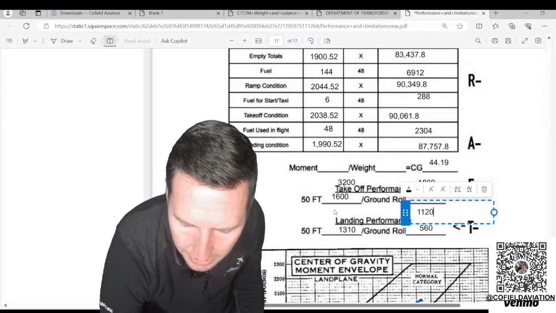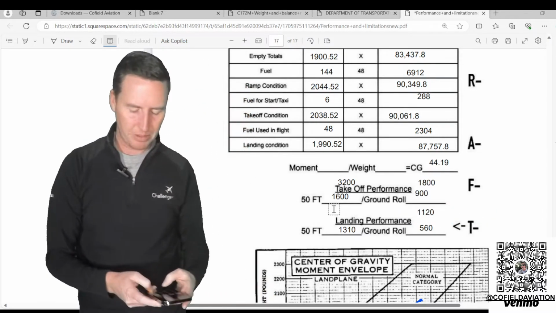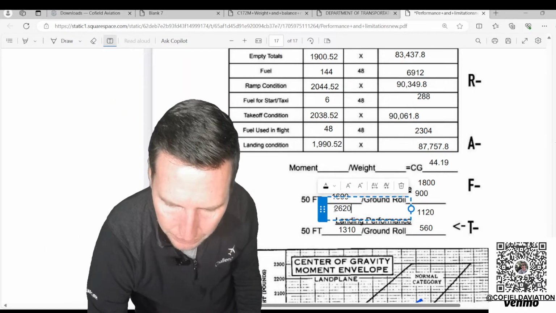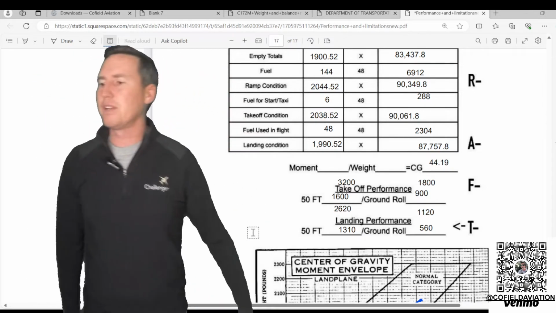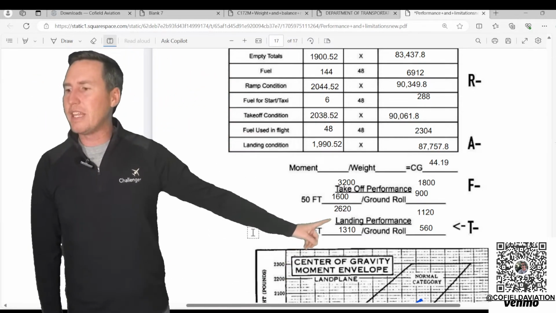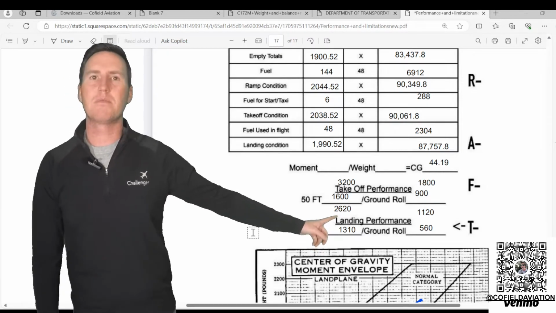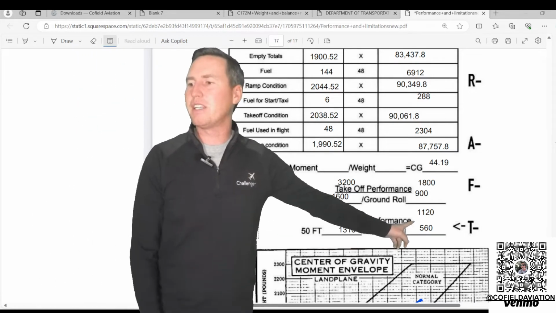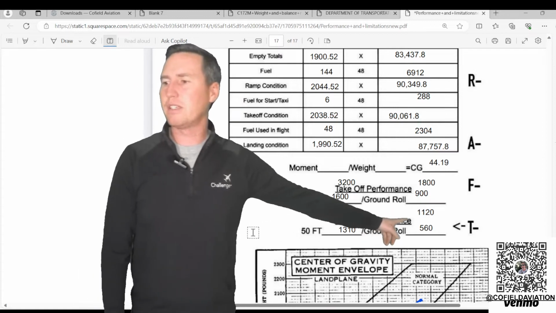Be 1,120. And then we're going to go 1,310 times 2. It's going to be 2,620. Okay. So now, if I have a 3,000 foot runway, I'm good with that. I can land with that. I've got 1,500 feet of pavement out there for me to land on.